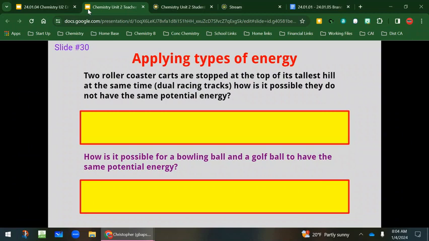So let's use the correct terms. I understand what you were trying to get at, but again, we need to clarify. They could have different masses. Even though they are at the same height, if they have different masses, they have different potential energies. Okay? Different potential energies. How is it possible for a bowling ball and a golf ball to have the same potential energy?